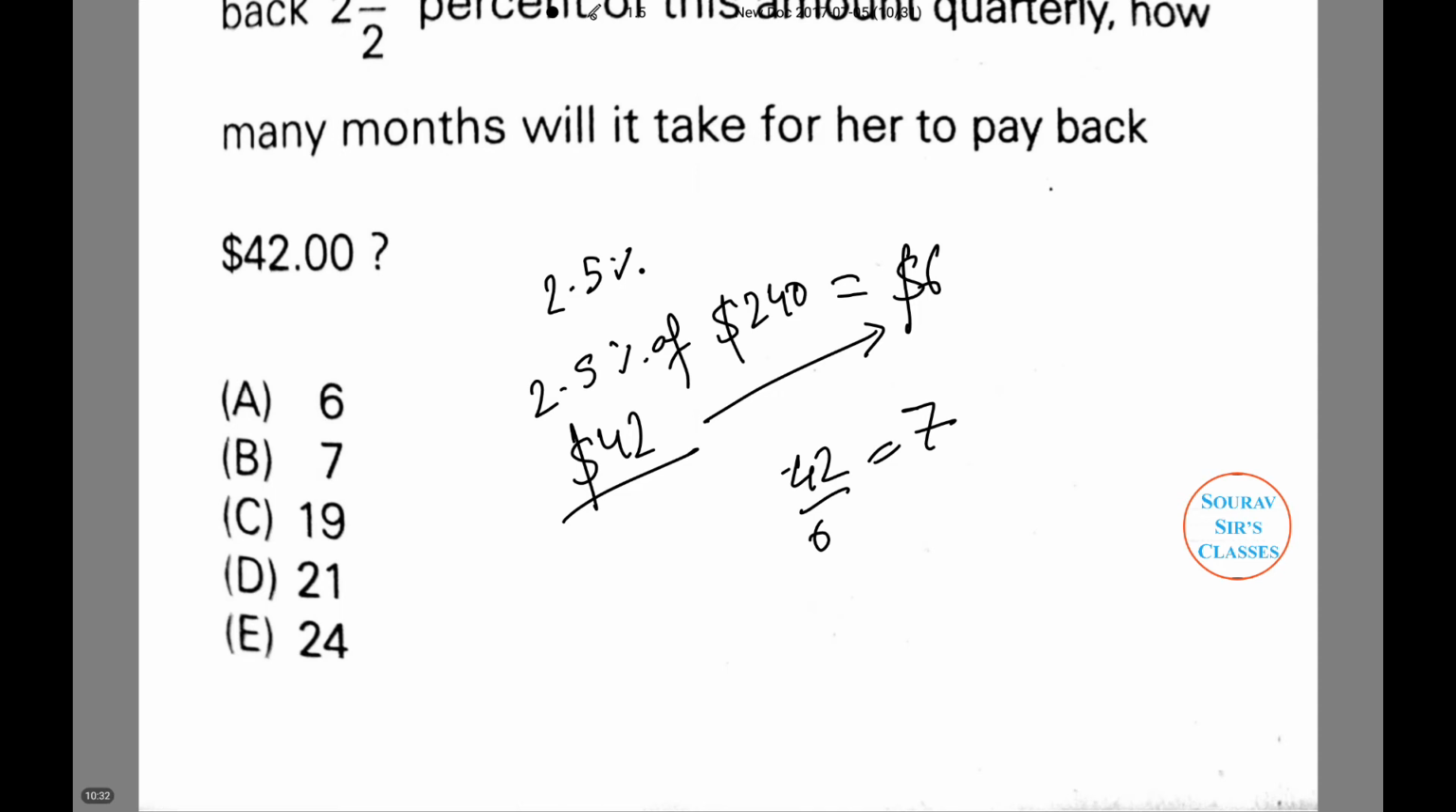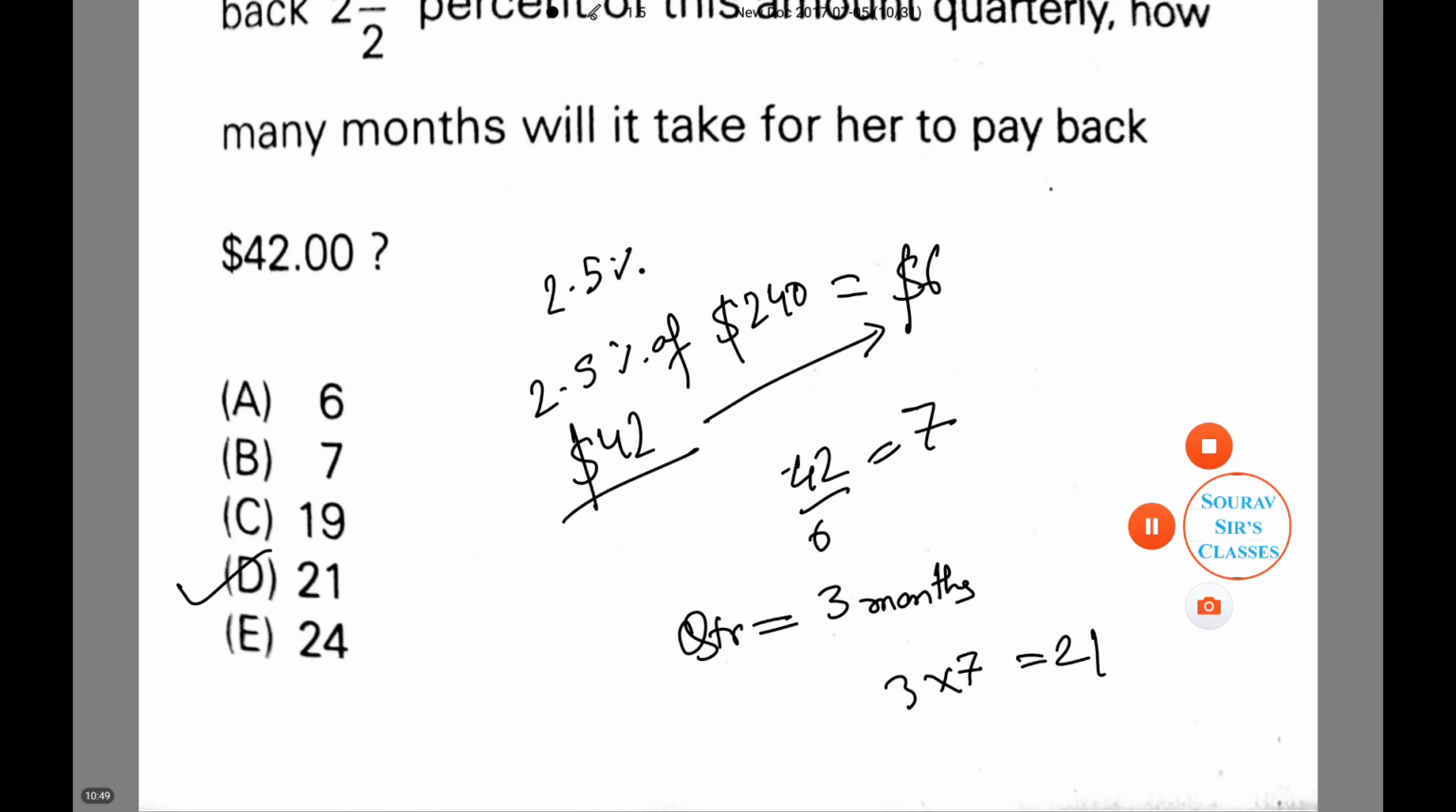So how many months is that? Each quarter of the year consists of 3 months. Thus 3 into 7 is equal to 21 months. Thus option number D is the correct answer.